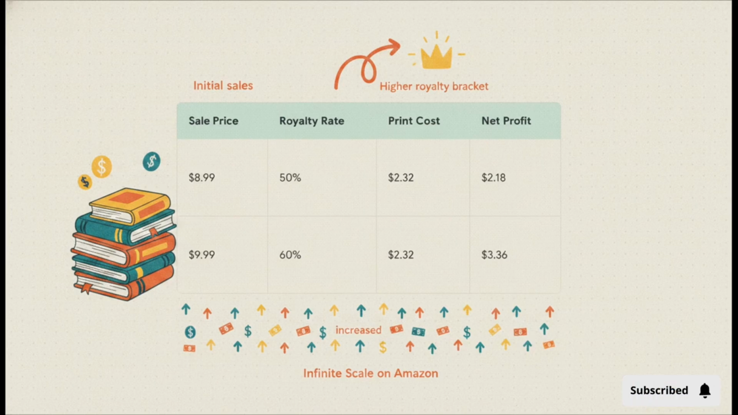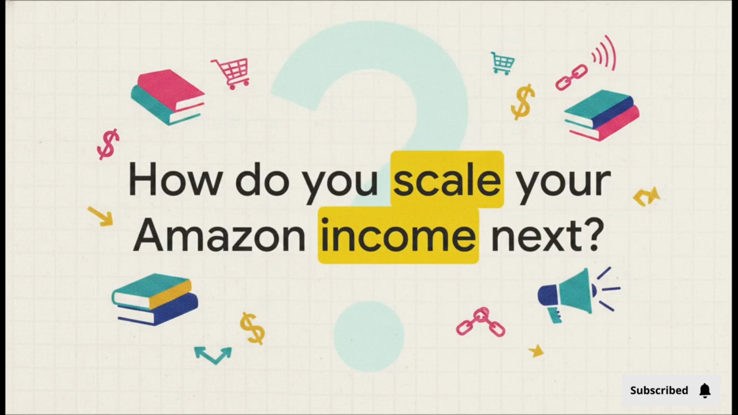Now, a dollar difference might sound kind of small, but remember the power of infinite scale here. You have literally zero inventory costs, and Amazon prints and ships the book for you every single time someone hits buy. So, your digital product is live. It's completely passive. But you might be wondering, what if we want to aggressively multiply that income? How exactly do we build a promotional machine around it?